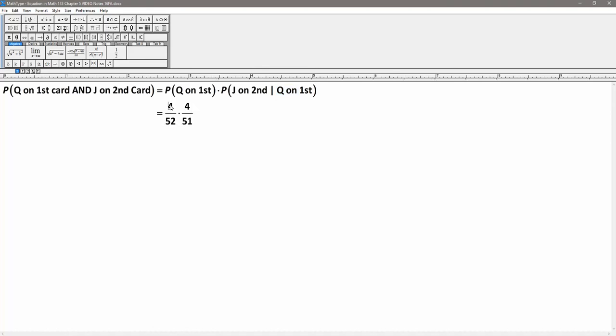So there's 4 queens available for the first draw, then there are 4 jacks available for the second draw, but my denominator is changing because there's only 51 cards left. I've got a queen of some type sitting in my hand, so I can't get that card again. So there's only 51 cards left to choose from. So this is 16 out of 2652, which reduces to 4 out of 663 if you care. And that's about 0.006 as a decimal.